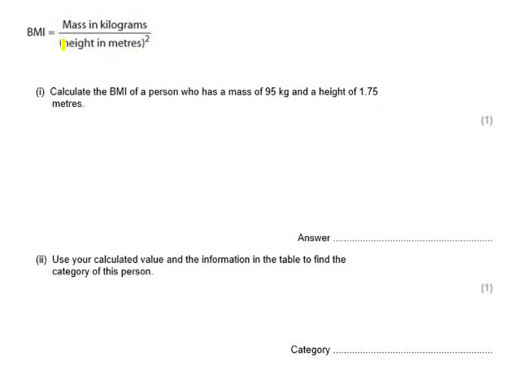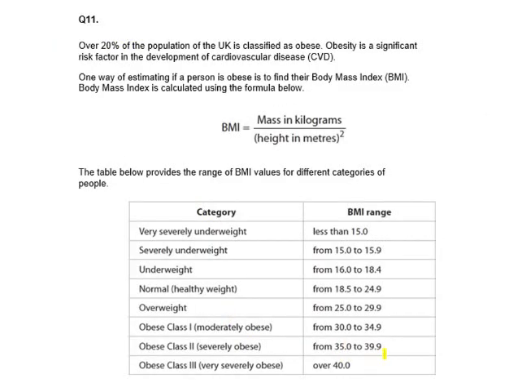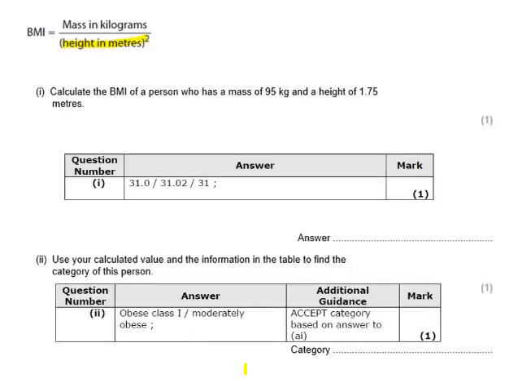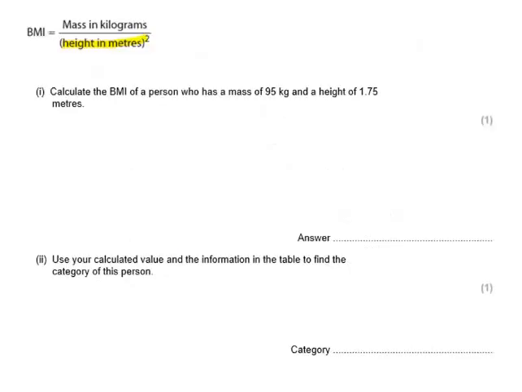So the first thing you do is you square the height, and then you divide the mass by the height squared, and this question was answered well. The answer should be 31 or 31.02 or 31 without any decimal places. And if we try to figure out where that is on the table, 31 falls here. So obese class 1 is the answer you need to put. I did have a few people just put obese, but I can't give you the mark because there are 3 classes of obesity, so I need to know specifically which one you meant.